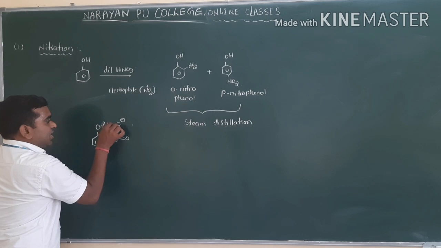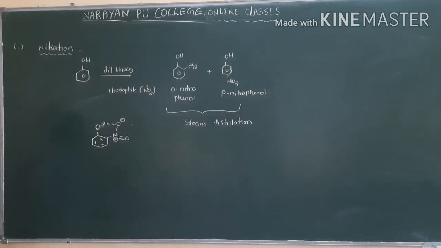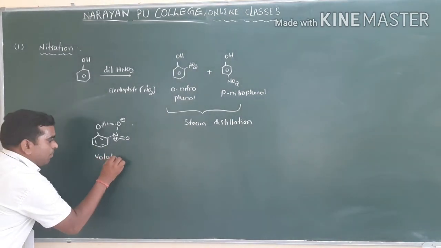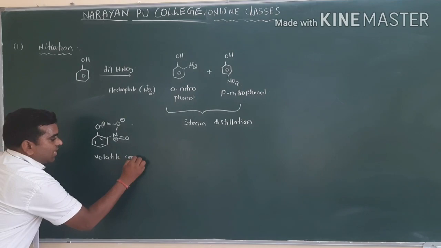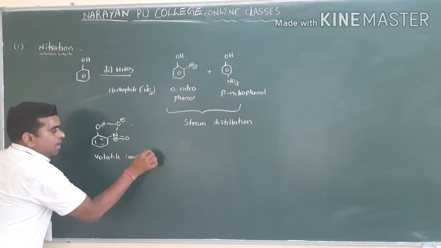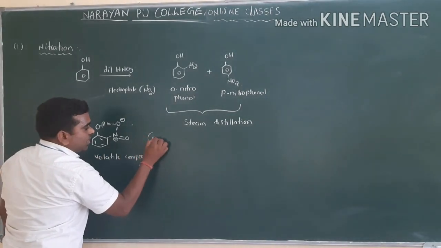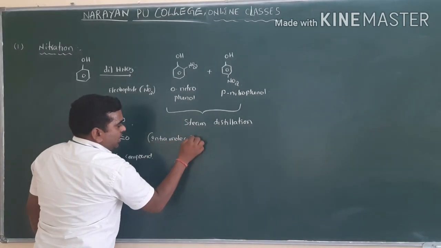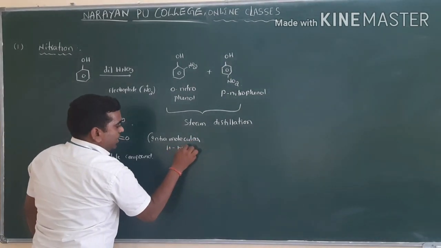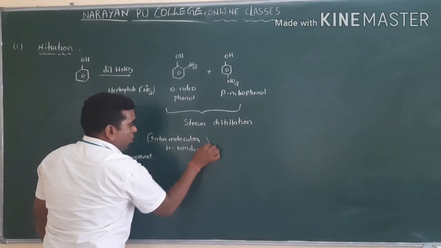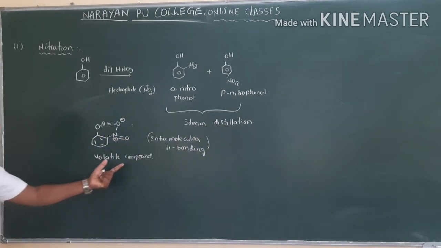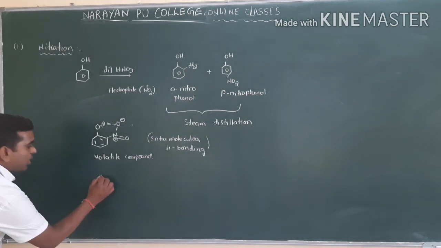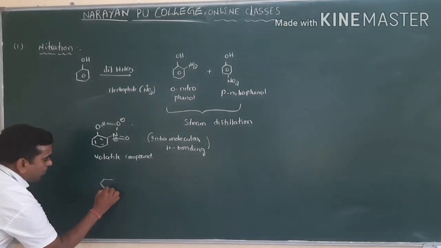Why is it volatile? Because it forms intramolecular hydrogen bonding with the NO2. Due to intramolecular hydrogen bonding, orthonitrophenol is a volatile compound. If you take para-nitrophenol, it is a non-volatile compound.